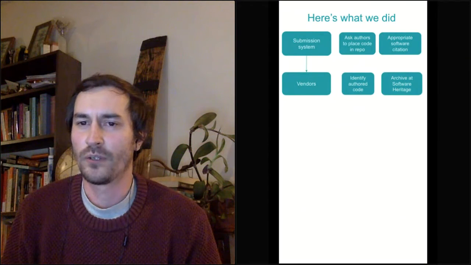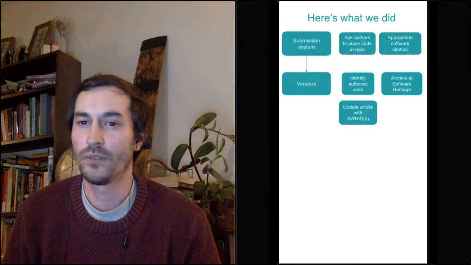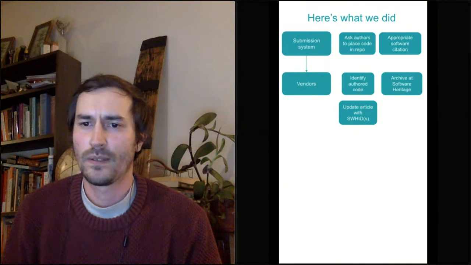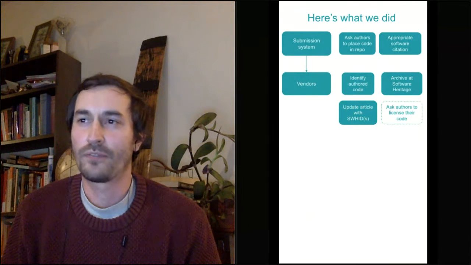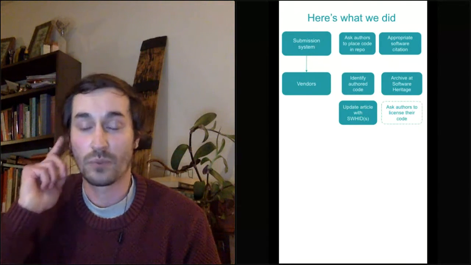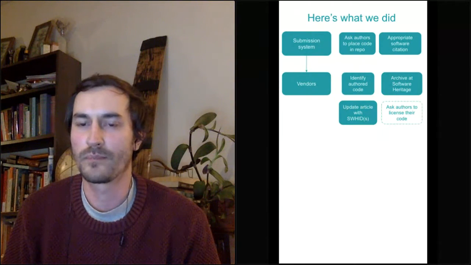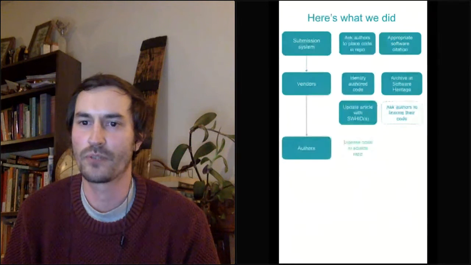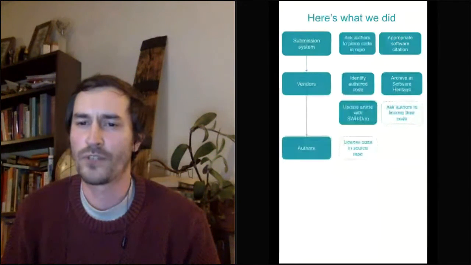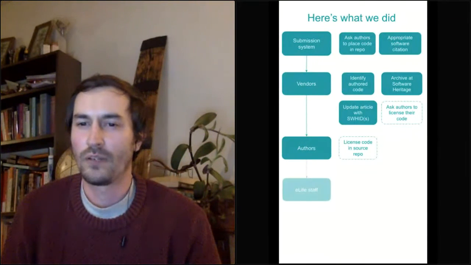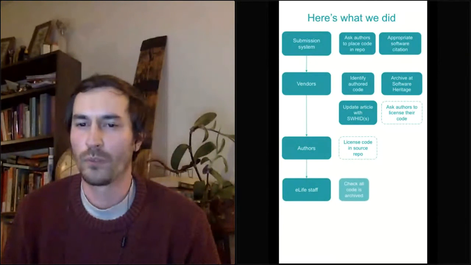Our vendors archive the code at Software Heritage as appropriate, and we'll add the SWIDs into the article, the Software Heritage IDs. And if the original code wasn't licensed, then they'd add a proofing query for the authors and ask them to license their code. So then they send the proofs out to the authors. The authors will receive the proofs, and if they haven't licensed their code, we hope they do so at this stage. Finally, eLife staff will check that all the appropriate code has been archived.